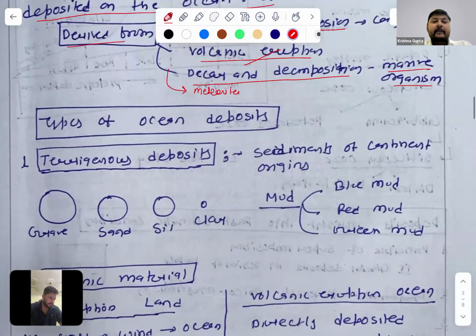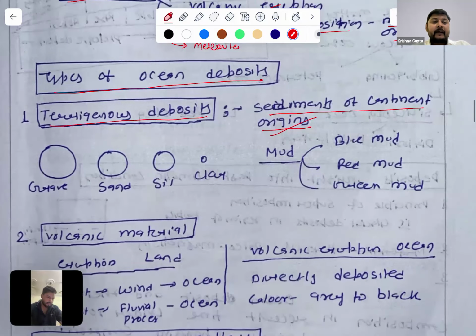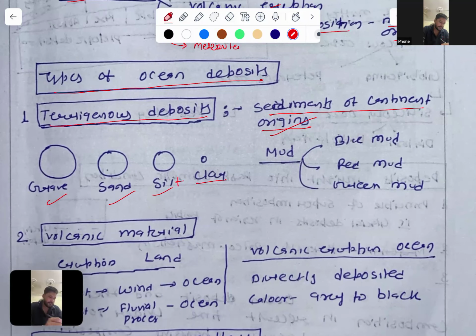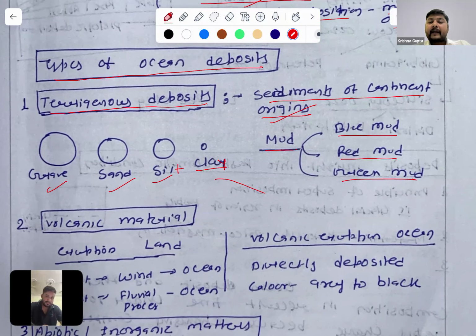Let's look at it. So types of ocean deposits: terrigenous, very good. Sediments of continental origin, okay, very good. So gravel, sand, silt, clay, mud. Then mud: blue mud, red mud, and green mud. Okay, you can actually draw a diagram here, and here we can give a classification of where we have green mud, where we have red mud.